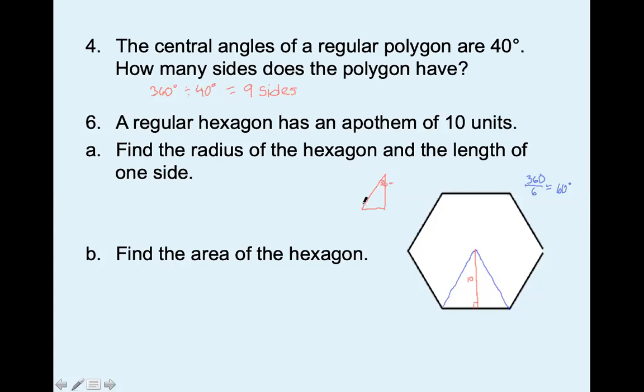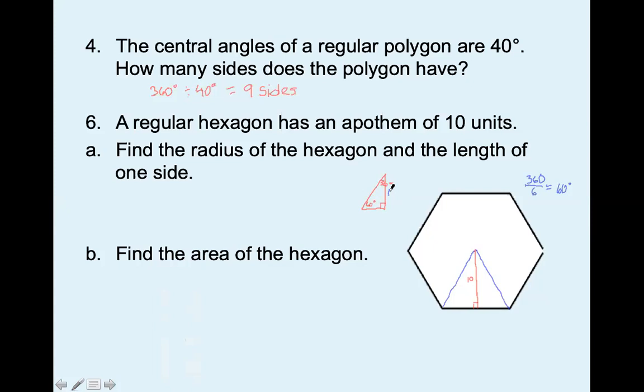Because we cut it in half, this angle is 60, and this angle is our 90. All right, we know this side is 10. Switch colors again. So there's our apothem here, which is 10.